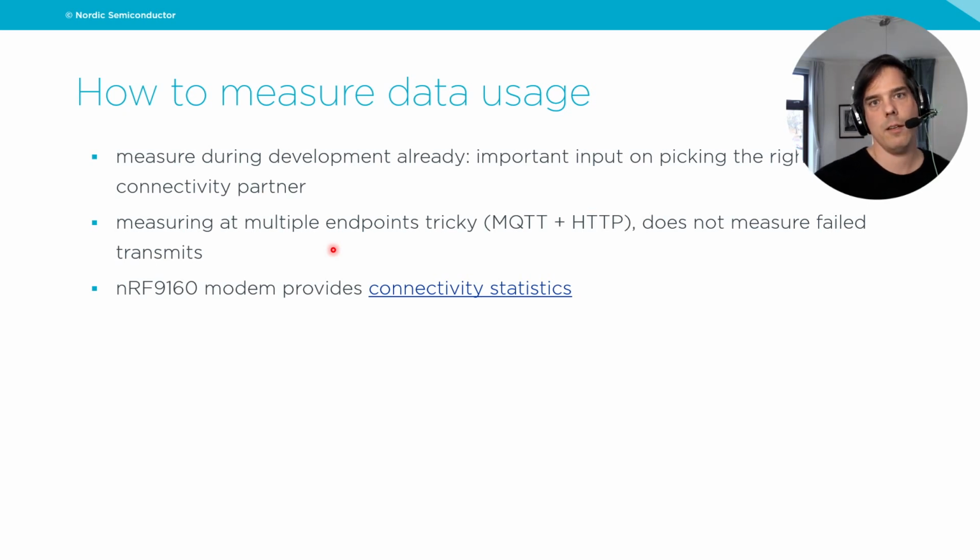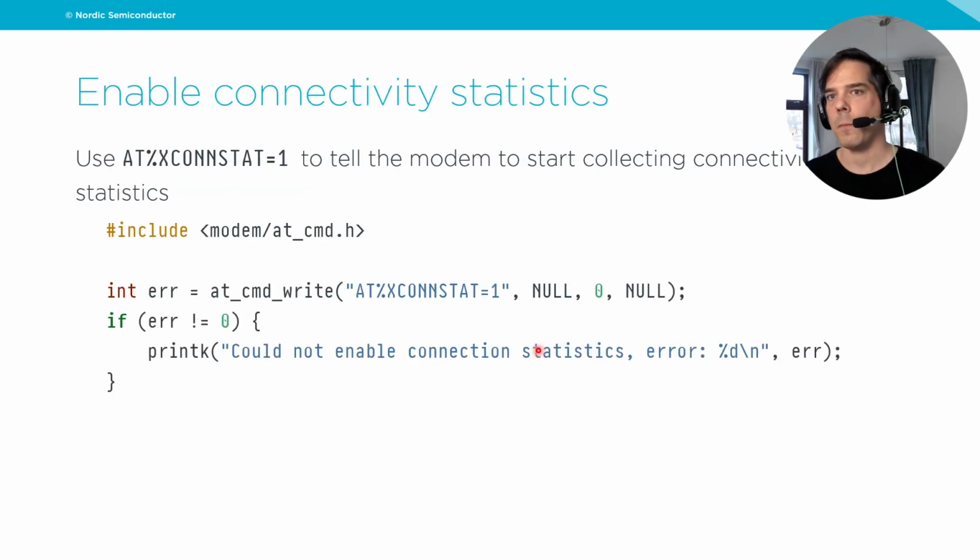And you won't get information about maybe a device is trying to send a message 3-4 times until it actually is delivered because the connectivity is spotty. So it really makes sense to measure data consumption on the device itself. And the good thing is that the 9160 modem provides connectivity statistics for this. You can turn them on using an AT command.